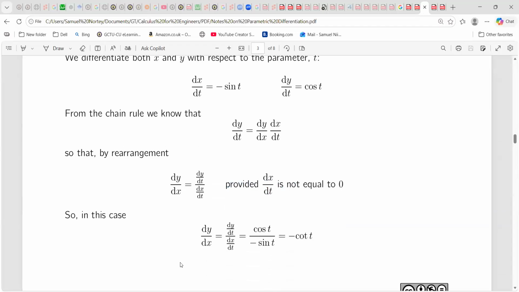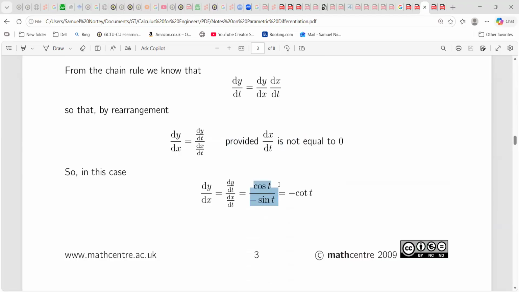Now we have already differentiated dy/dt. It gave us cos t, and dx/dt gave us negative sin t. I hope you remember the trig differentials. When you divide cos t by negative sin t, it will give you negative cot t. You know tan of an angle is sine over cos, so if you invert it, you get cotangent. Cos over sine gives you cot. We are just rewriting this equation as this.